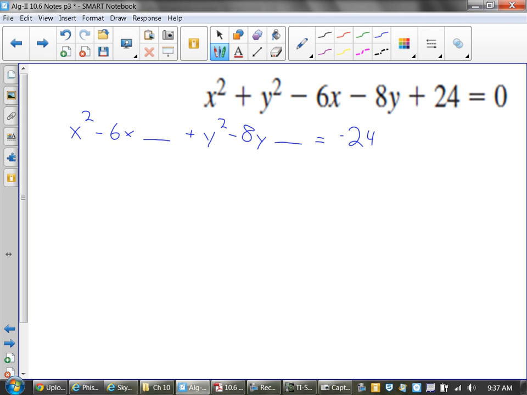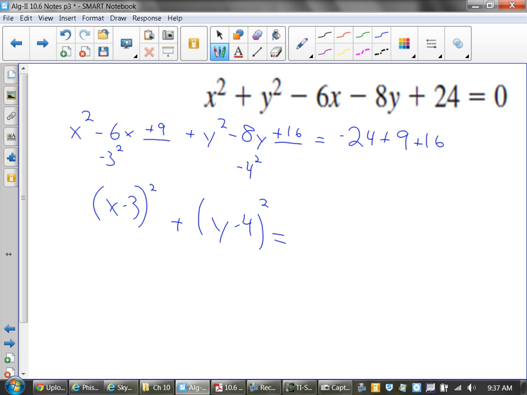So I take half of negative 6, I get negative 3, I square it, and I'm adding 9 to both sides. My term becomes x minus 3 quantity squared. I do the same thing with the y's. Half of negative 8 is negative 4. Square it, I'm going to add 16. So I get plus y minus 4 quantity squared equals 1.